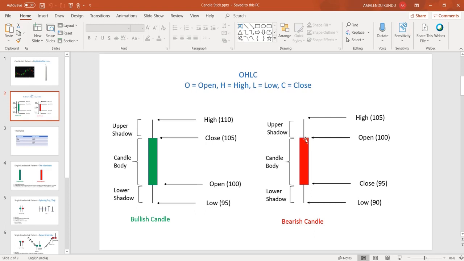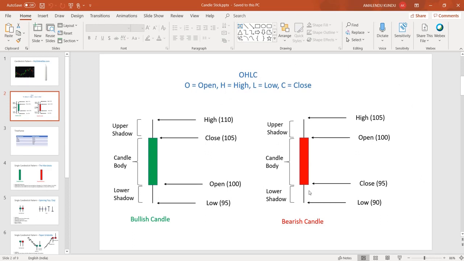So what happens here is the price opened at 100, and then it started moving up and went to 105. That is the high of the day. And then it started falling, and it moves to 90. That is the lowest price of the day. So this is the low. And then finally at the end of the day, when the trading stops, it settles at price 95. So this is the closing price. I hope this elaborates how the OHLC translates into a candlestick pattern.